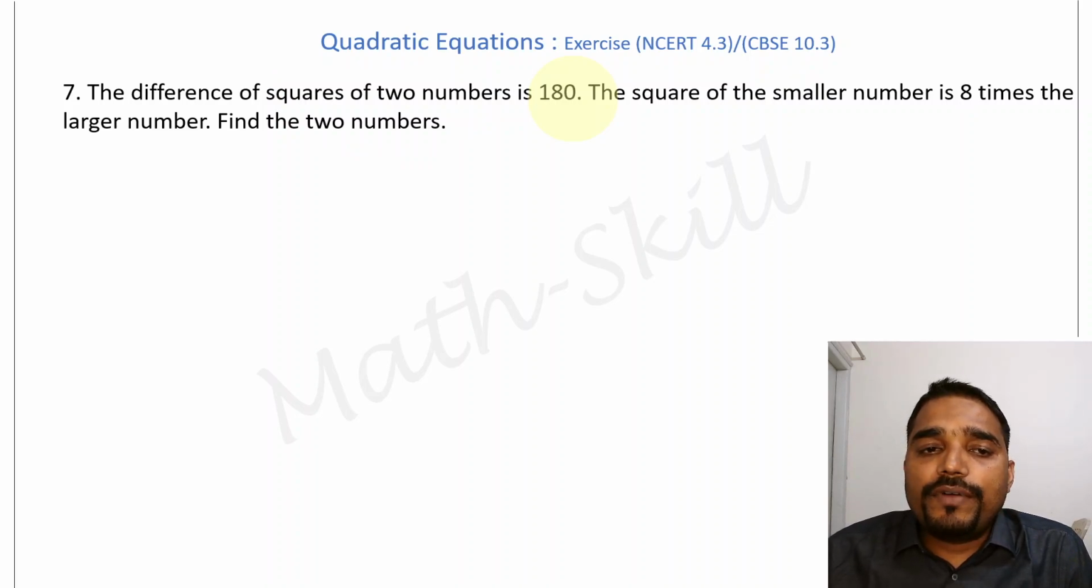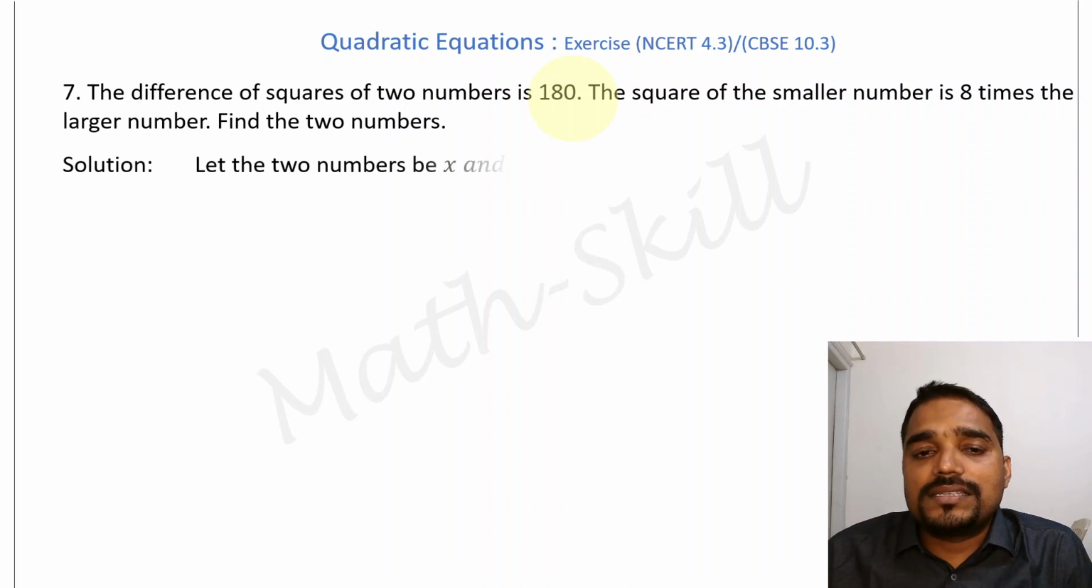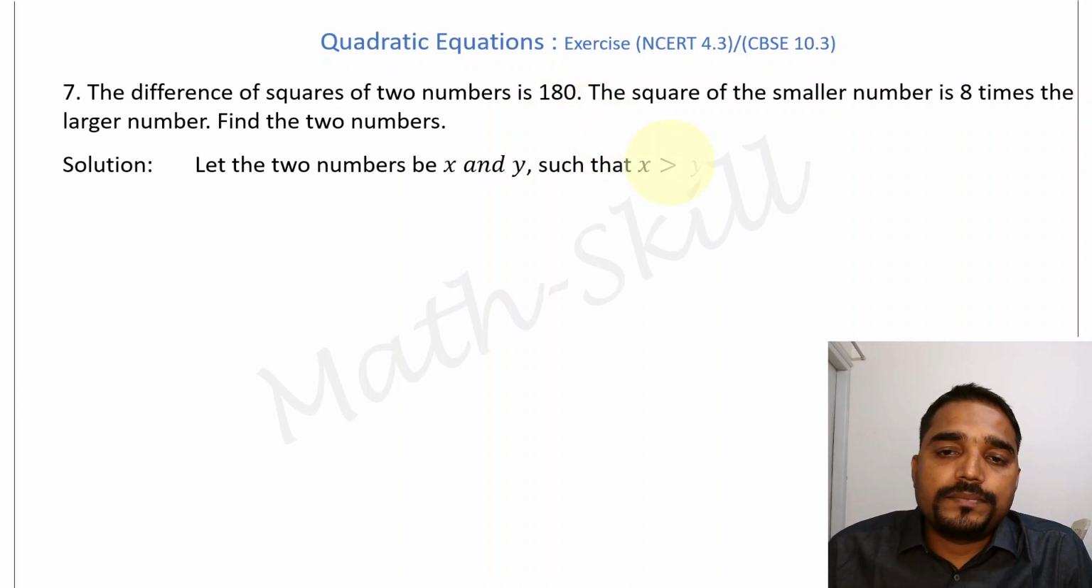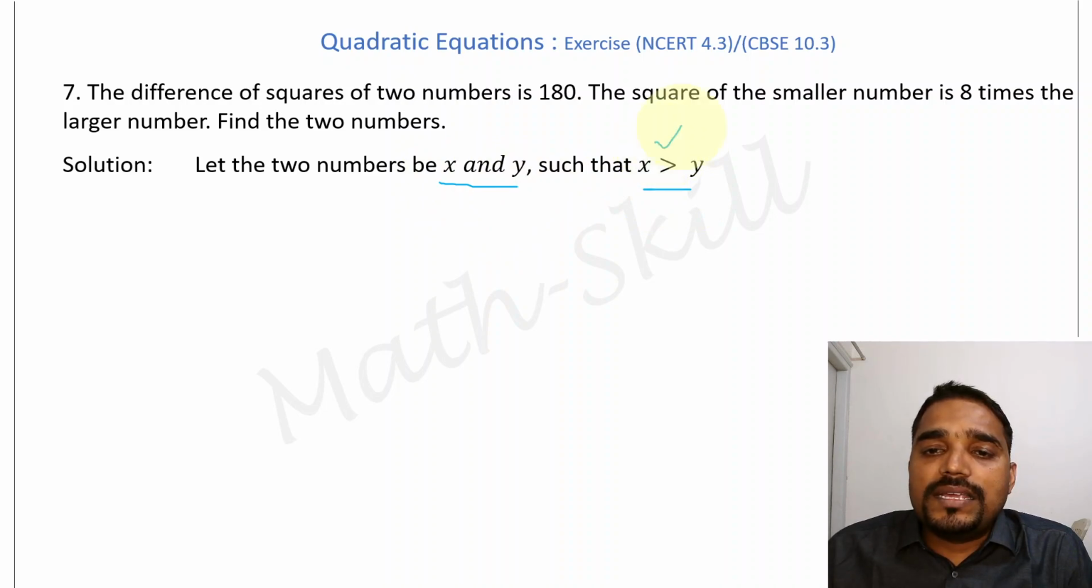Since we have to find the two numbers, let us assume the two numbers to be x and y such that x is greater than y. We have assumed the two numbers to be x and y. Also, we have assumed that x is greater than y. Now, let us study the given conditions.